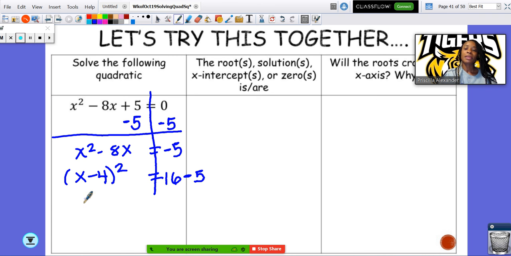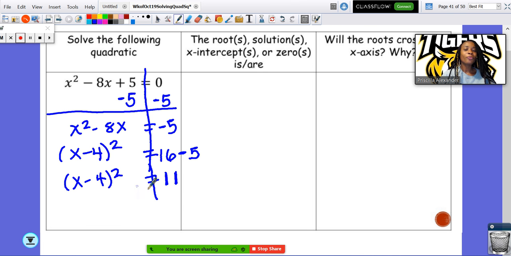Okay? So all I did was I wrote x squared. I took half of -8, which is -4. And then I put that in squared. I squared that whole thing. And then I said 4 squared is 16. And then I just brought down the -5. Okay? And so now I'm going to do the math. 16 minus 5 is 11. So guess what we back to, guys? We back to the square root method.